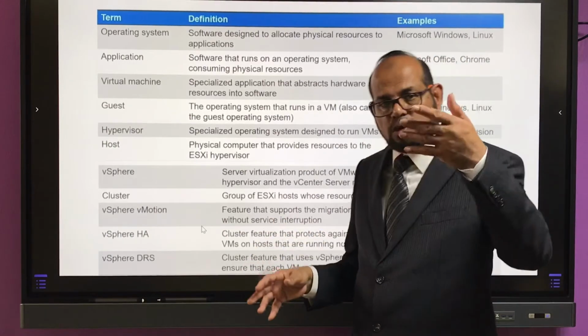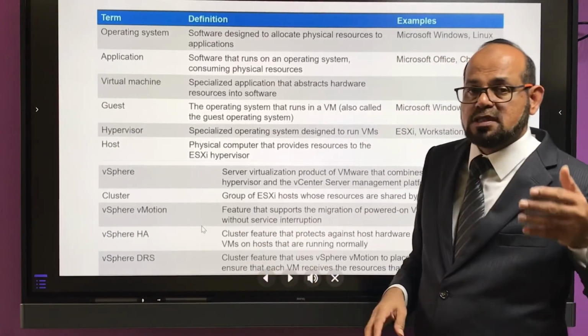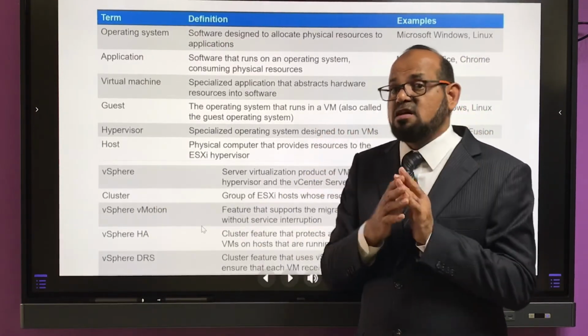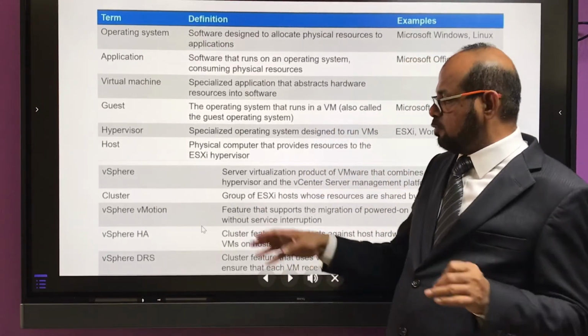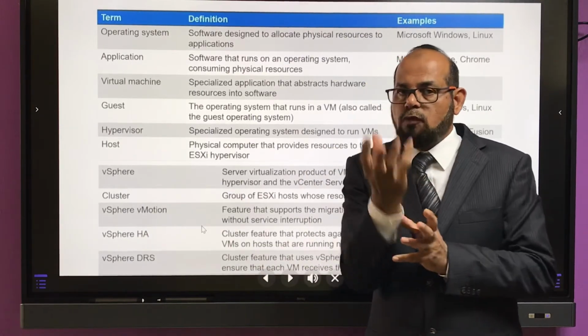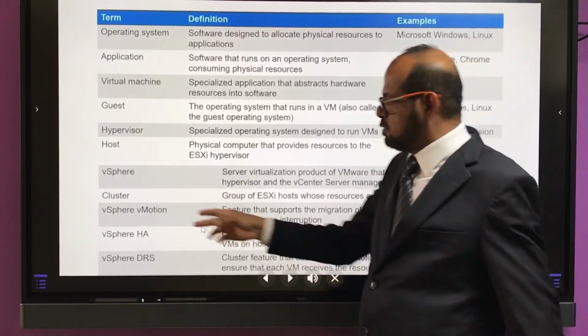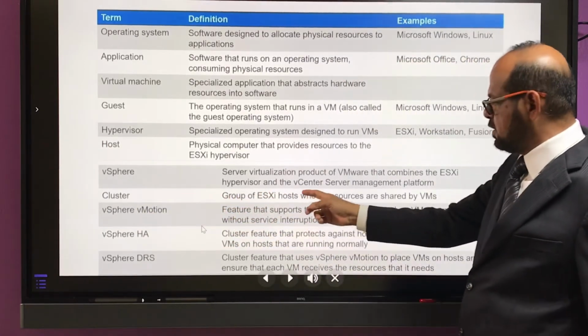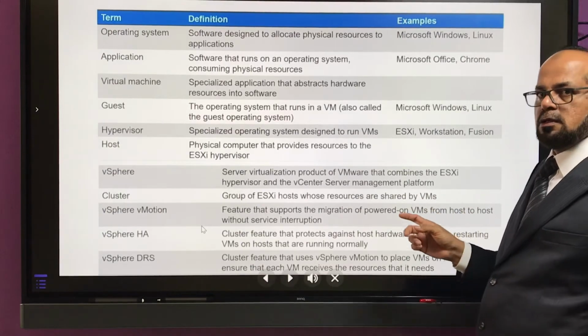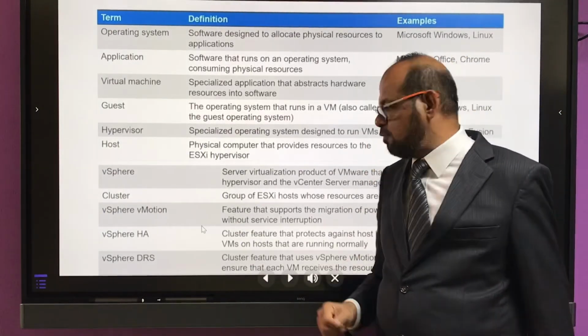So you can club up to 64 ESXi hosts in one vCenter, and this vSphere can support this. All the resources will club together and give you one bundle. So that is giving you the advantage of the cluster: a group of ESXi hosts whose resources are shared by virtual machines.